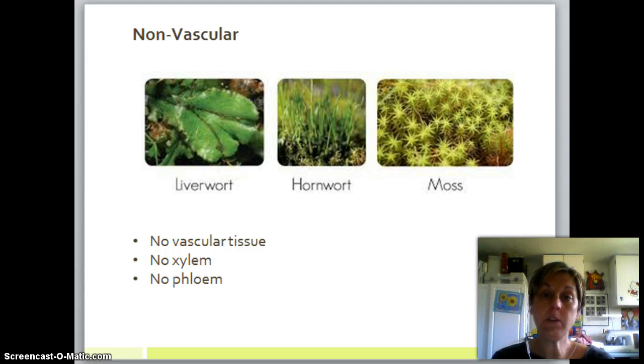So when we talk about non-vascular plants, we're talking about plants that do not have vascular tissue. They don't have a xylem and they don't have a phloem, okay? And we're going to get into a little bit more detail with that in the class. We're going to do an activity in class where you're going to take a look at some of these vocabulary words. So when we look at non-vascular plants, we're looking at plants that grow very close to the ground, like liverwort, hornwort, and mosses.